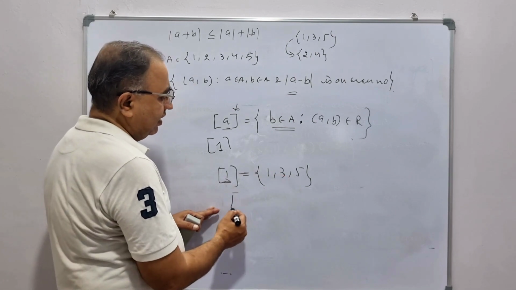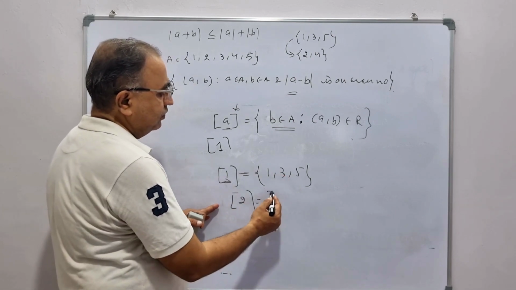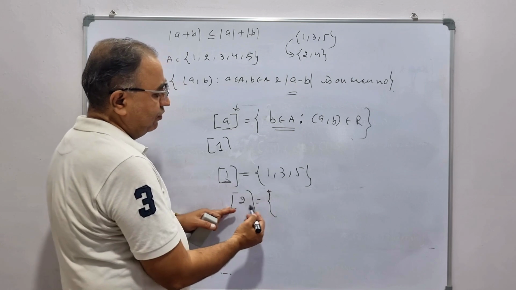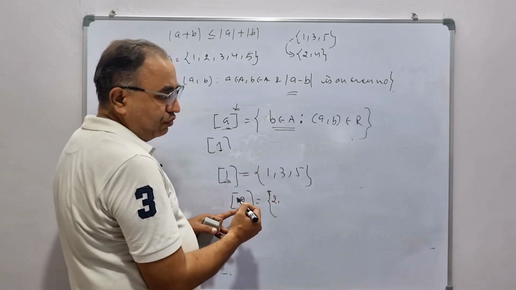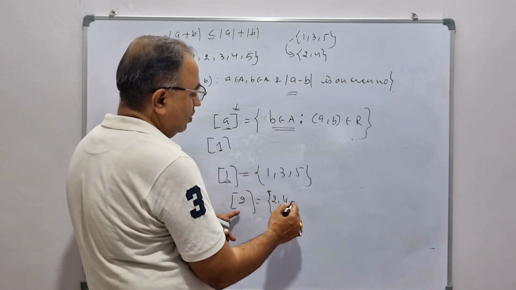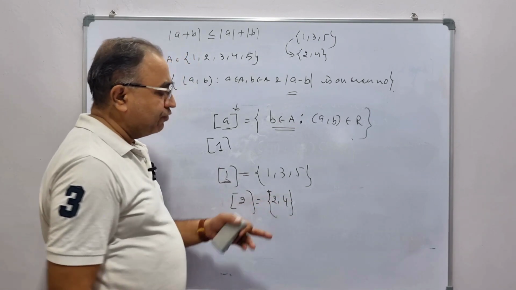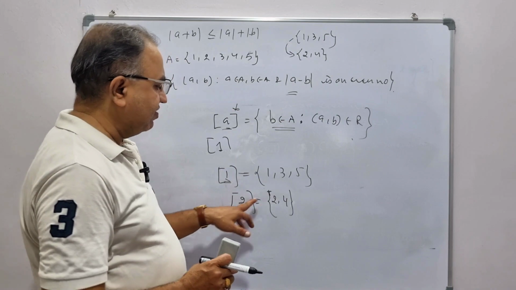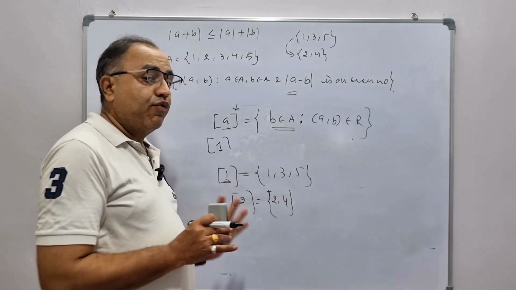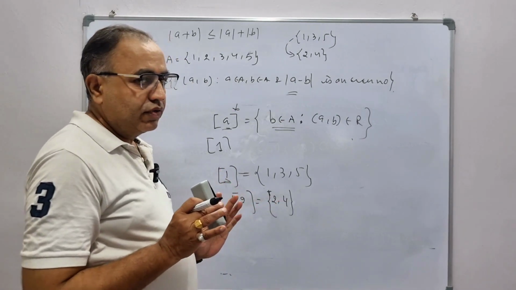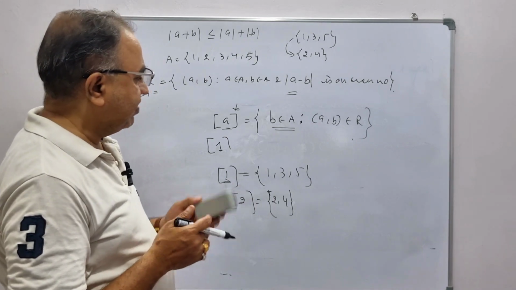If you write the equivalence class of 2 here, so all the elements which are related with 2, that is 2, 4, that's all. Only 2 and 4 are related with 2, because the difference of two even numbers is also an even number. So 2 is related to 2, 2 is related to 4. That's all. So I hope you understand the meaning of equivalence class also.